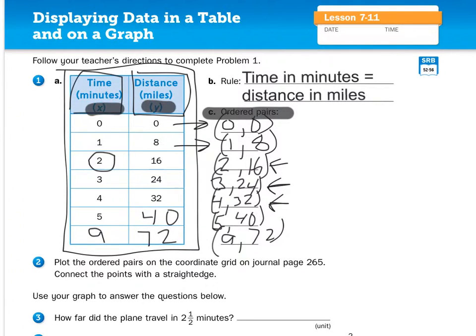Now I've got to come down to number 2, and the direction says, plot the ordered pairs on the coordinate grid on journal page 265. Connect the points with a straight edge. Does a straight edge have to be a ruler? Not necessarily. It could be an extra piece of paper laying around. It could be the side of a math journal. It could be the side of the spine of the book, but make sure you don't draw on the book. So think about that and go ahead and plot these points now on page 265.